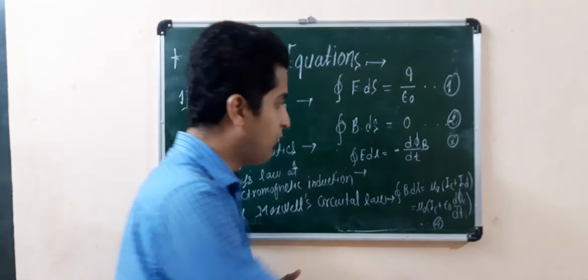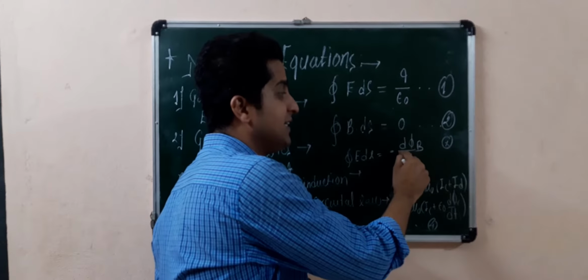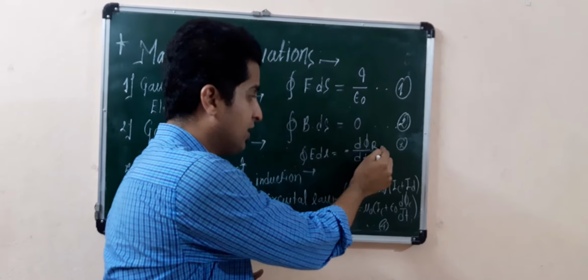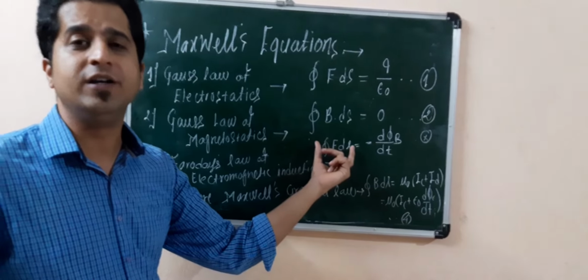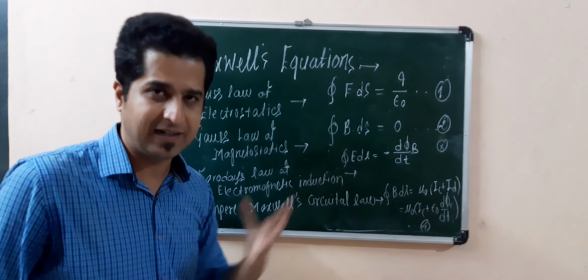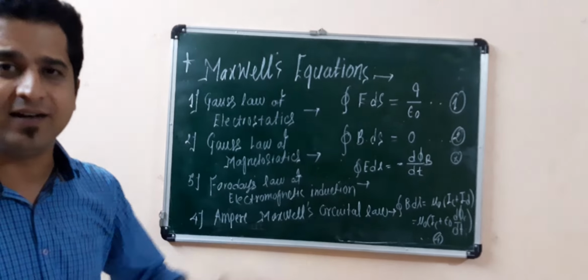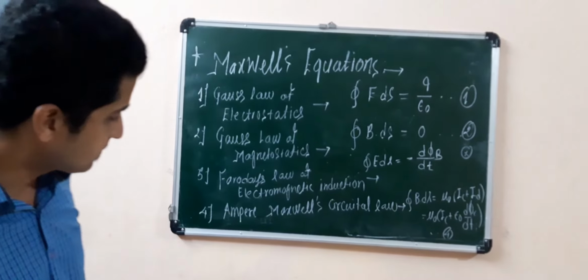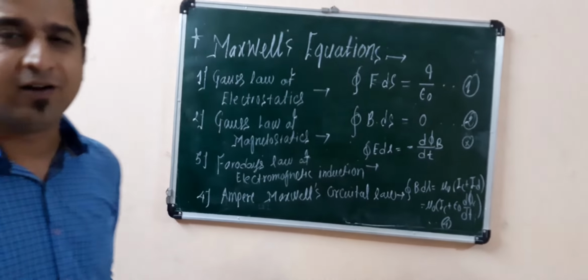other. Therefore it is written as the change in magnetic flux, that is d by dt of phi b, where phi b is the magnetic flux, with a negative sign, equal to the total EMF induced in the circuit. This is Faraday's law of electromagnetic induction, which is also known as Maxwell's third equation.